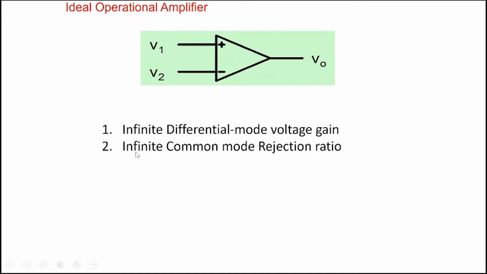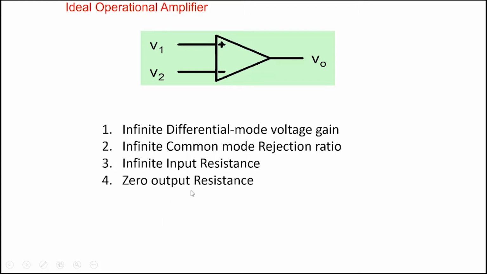Common mode rejection ratio is also infinite, which means common mode gain is 0. Infinite input resistance means that no current would flow into the op amp, because the resistance is infinite. Output resistance is 0. And all other properties are also in an ideal sense here.